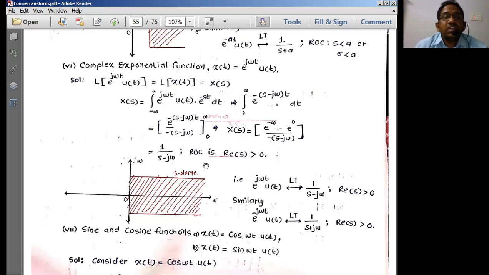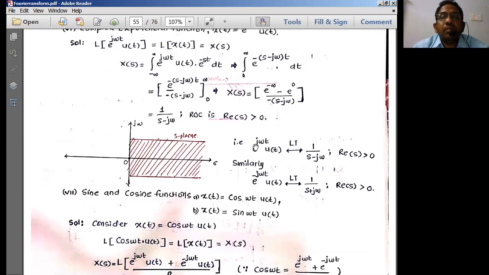Now, what is the ROC here? The real part of s will be greater than 0. That is the condition for the region of convergence. What is the real part of s? It is definitely sigma. So sigma should be greater than 0, and for all sigma greater than 0 we have the region of convergence.